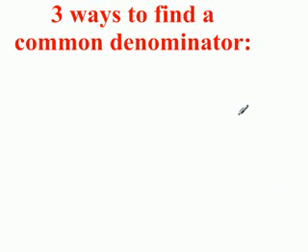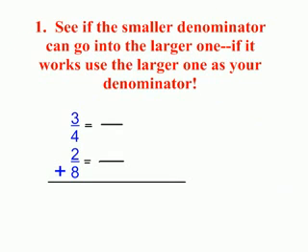There are three ways to find a common denominator. The first way is to see if the smaller denominator can go into the larger one. If it works, use this larger number as your denominator. So in this example, we've got 3/4 and 2/8. Ask yourself, does 4 go into 8? Yes, it does. We could multiply 4 by 2 to get 8. So we're going to go ahead and use 8 as our common denominator.